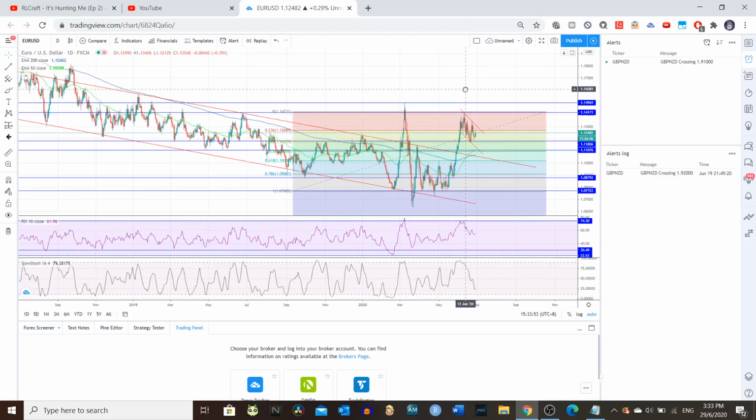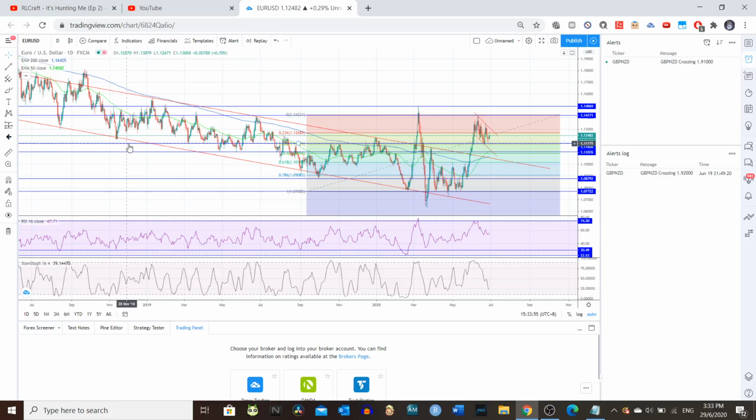And if you try to draw some resistance and support lines, you can see that it's really hard to do that, right? Because the price is just going in very strange ways. It's following mostly the channel rather than any kind of horizontal support, because no one support has been respected after like 1 year.